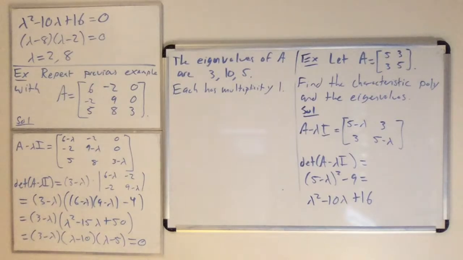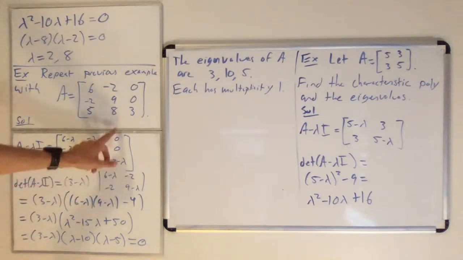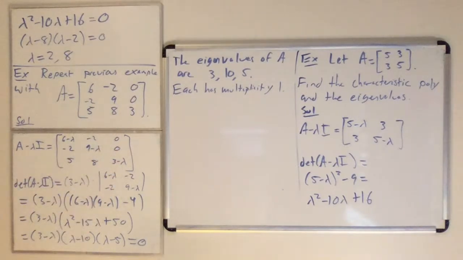Okay, but you could imagine if we didn't have this row and this column of almost all zeros, it would be pretty hard to compute this determinant. So eventually we'll come up with some better techniques to find these eigenvalues. But for now, this is a good way to find them. So are there any questions?